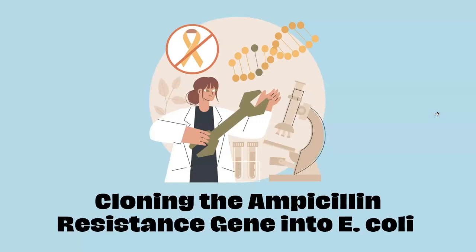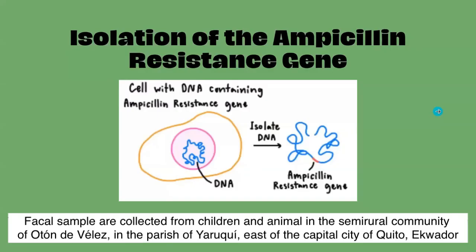Cloning the ampicillin resistance genes into E. coli involves several key steps, as follows. The first one is isolation of the ampicillin resistance gene. The ampicillin resistance genes can be obtained from a variety of sources.